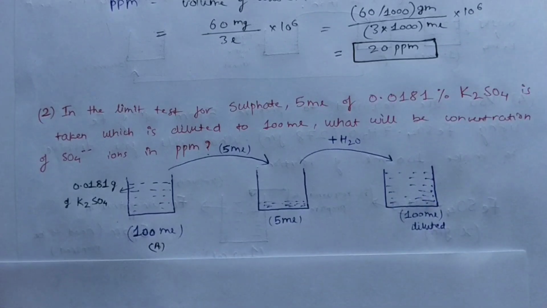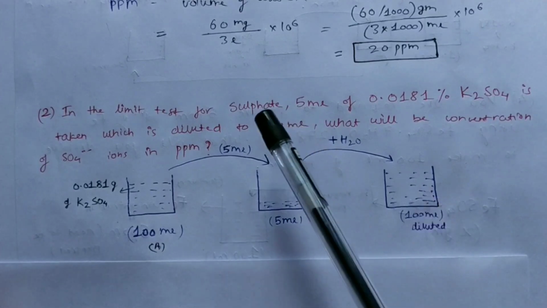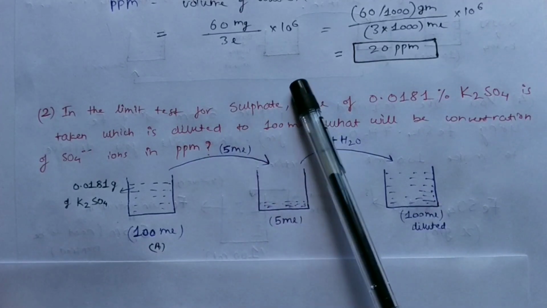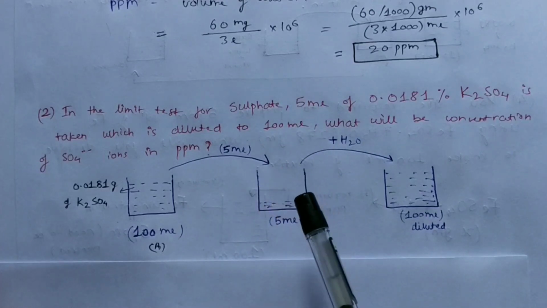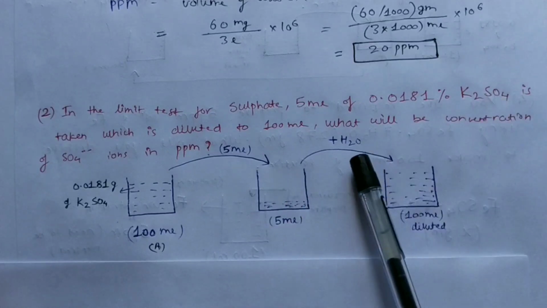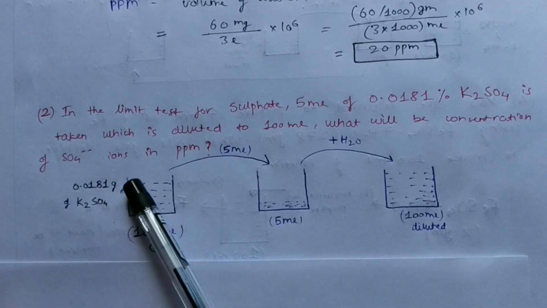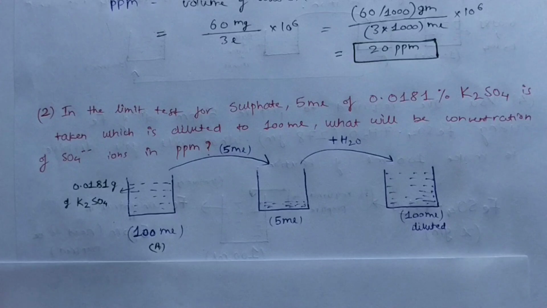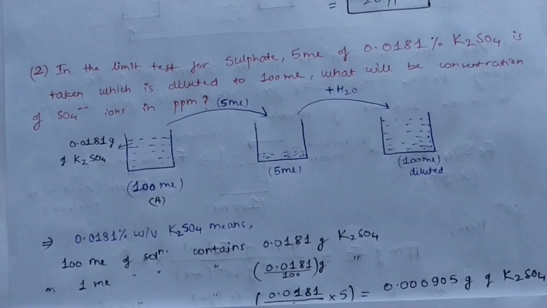Okay, so step by step we'll go. First let's find out how many gram of potassium sulfate is present in this 5 ml solution. We know in 100 ml solution 0.018 gram of potassium sulfate is present. Then in 5 ml solution, how much potassium sulfate will be present? Obviously lower than this. So how much? We'll find out here.